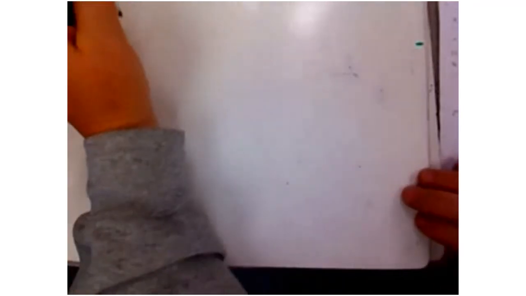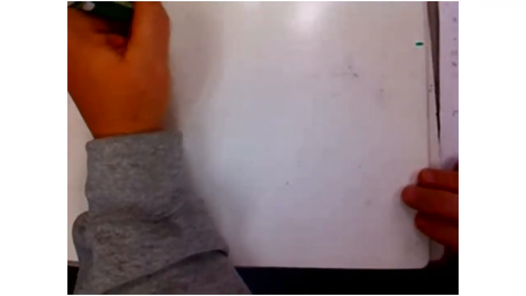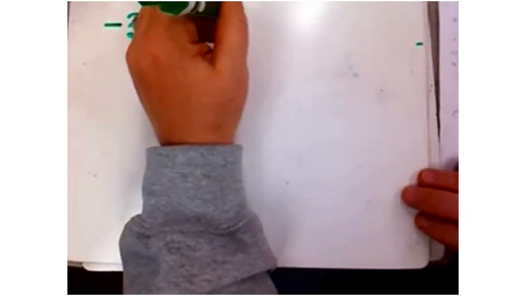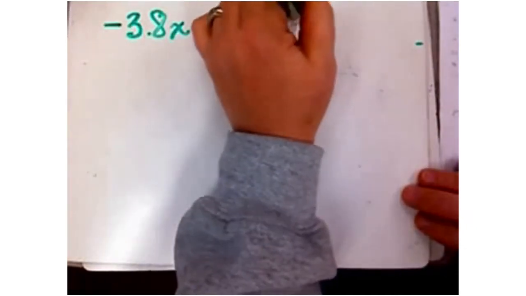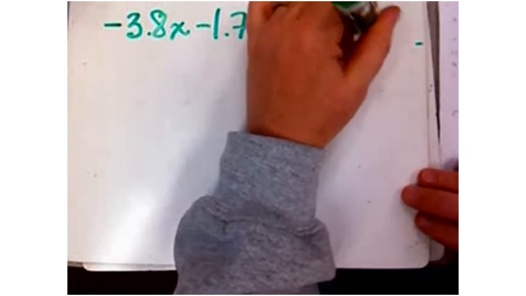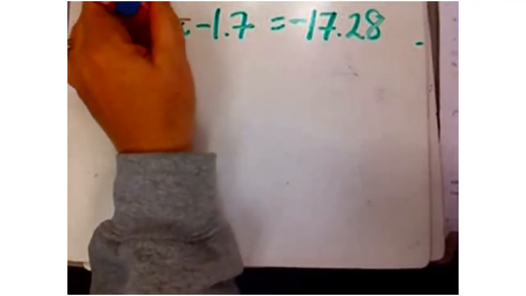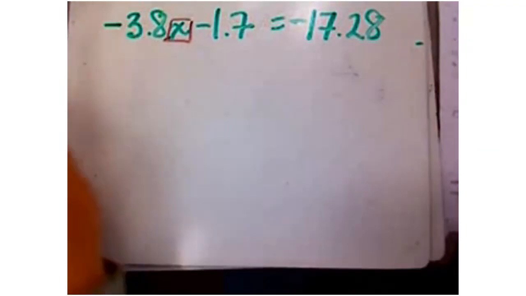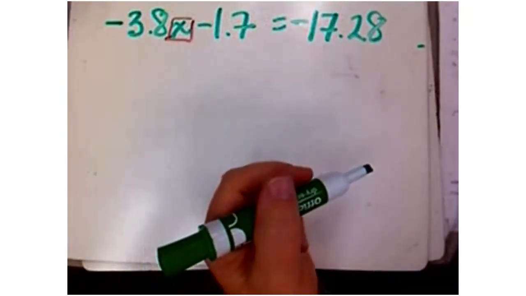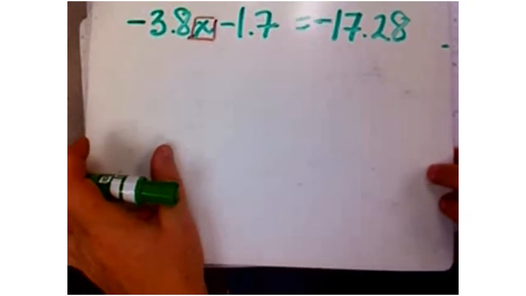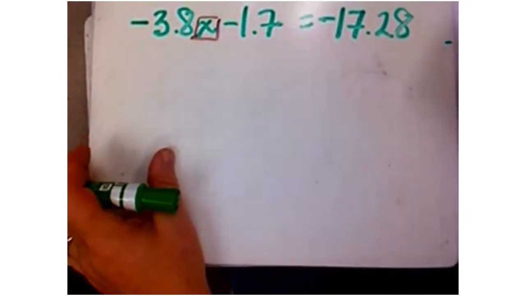So we have negative 3.8x minus 1.7 equals negative 17.28. So we want to get x by itself. So we're going to have to undo a couple of things. You learned how to do this with your integers. Now we're just using it with decimals. The process is still the same.